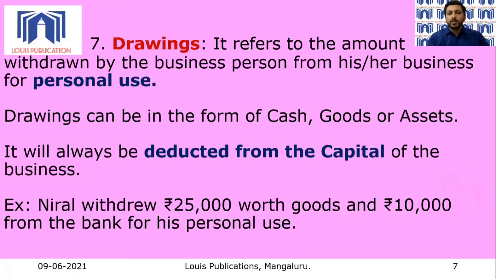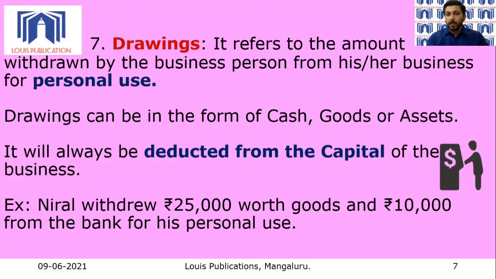The next concept that we have is drawings. What do you mean by drawings? It is the amount withdrawn by a business person from the business for his personal use. For example, the owner of the business is withdrawing money and using it to pay his children's school or college fees, or for buying a two-wheeler for his son, or a scooter for his daughter. Those are all his personal expenses. If the owner of the business is using the business's money to meet his personal expenses, such amounts are treated as drawings. Just as capital can be in the form of cash, bank balance, goods, and assets, similarly drawings can also be in the form of cash, bank balance, goods, or assets.